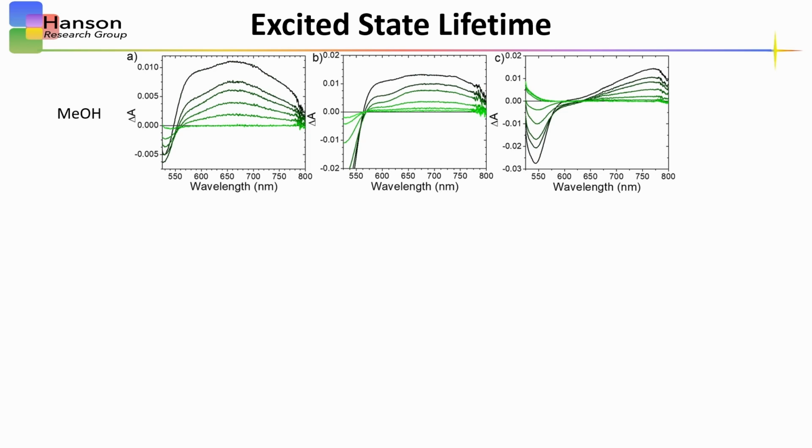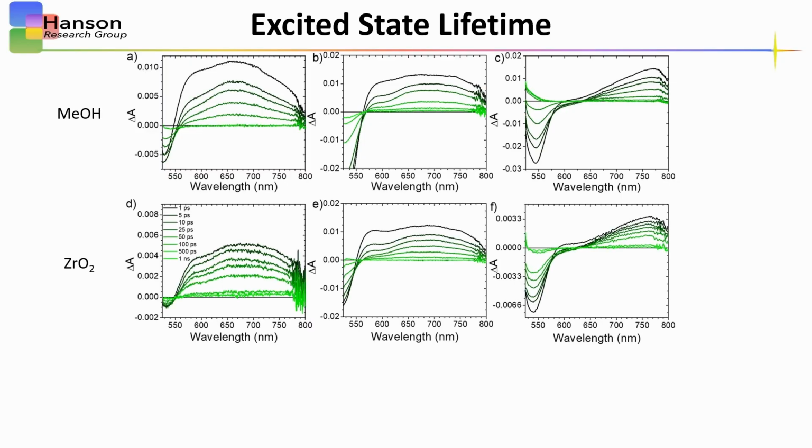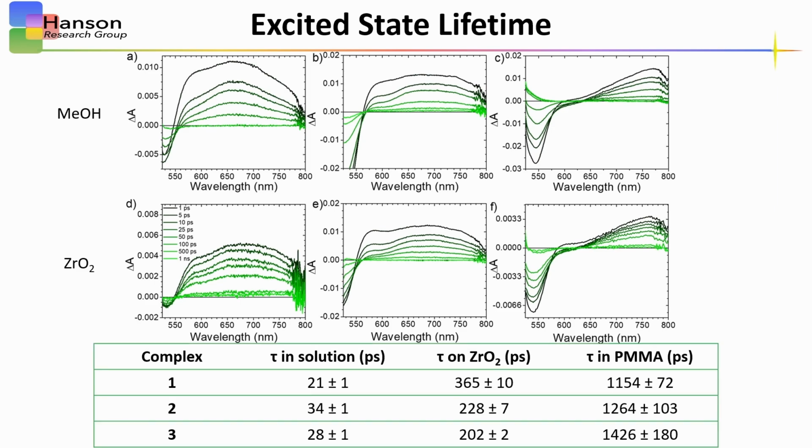We started by investigating our complexes in methanol, and what we found is that there was a ground state bleach followed by an excited state absorption. This is consistent with copper complexes going from singlet metal-ligand charge transfer to triplet metal-ligand charge transfer states. We then investigated our complexes on the surface, and we found a minimal impact on the excited state features for OTA. But we see a vast impact on the excited state lifetimes of our complexes.